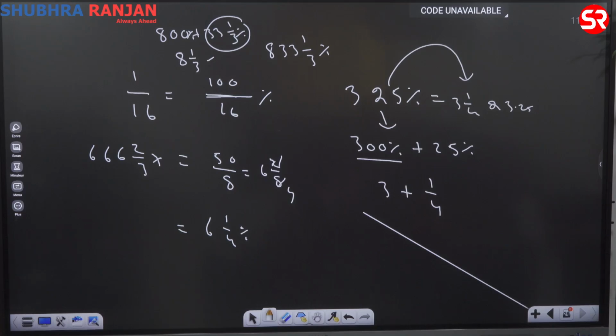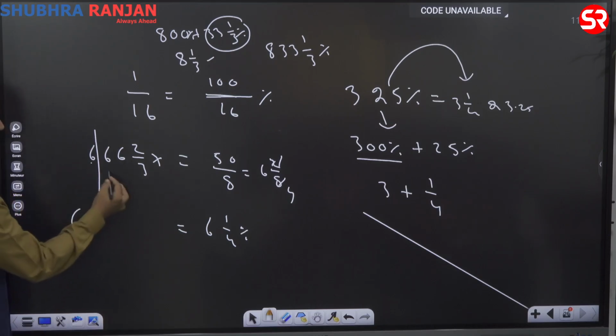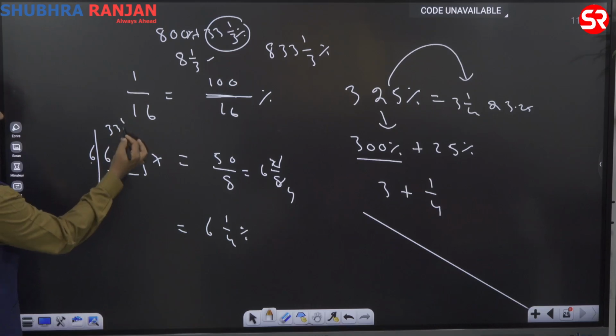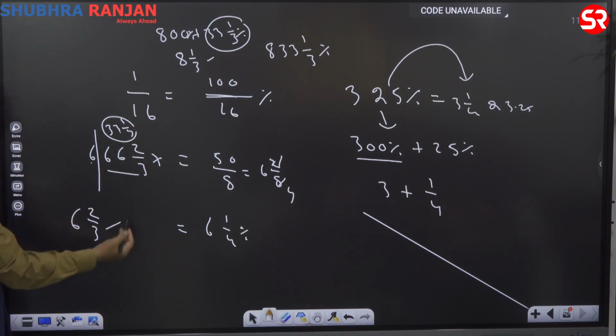6 2/3. Why? Bifurcate it. 600% means 6. 6 2/3% means 33 1/3% into 2. We know 33 1/3% is 1/3. So 1/3 into 2 is 2/3. So the answer is 6 2/3. This is very, very important.